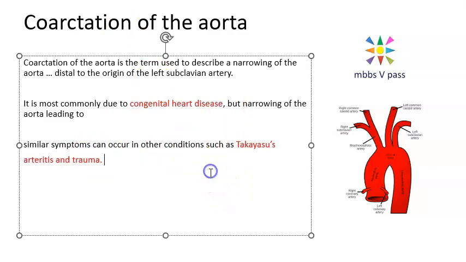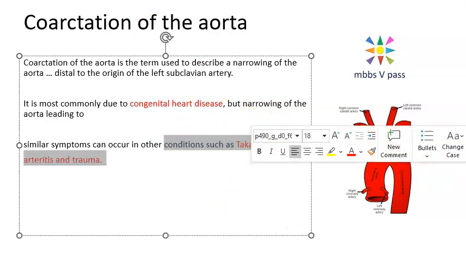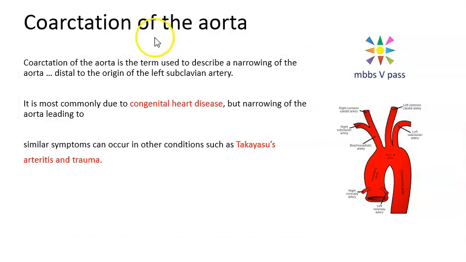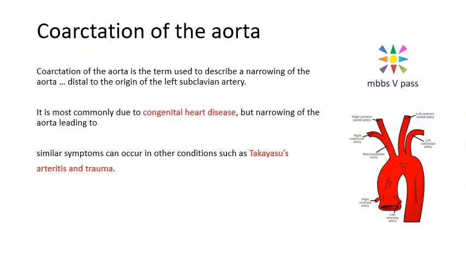So they're not calling it coarctation of the aorta, they're saying similar symptoms can occur in Takayasu arteritis and trauma. Somebody punches you there. How's it going so far? So now let's move on.